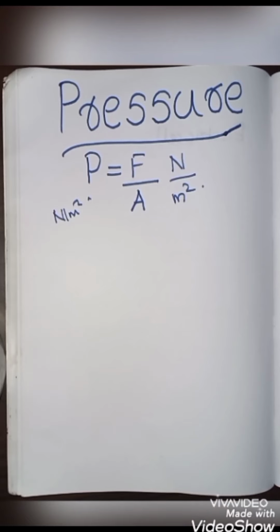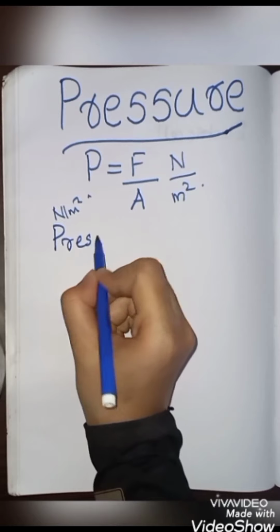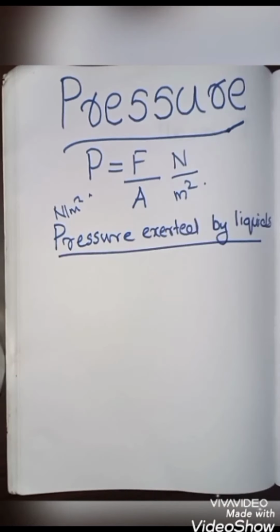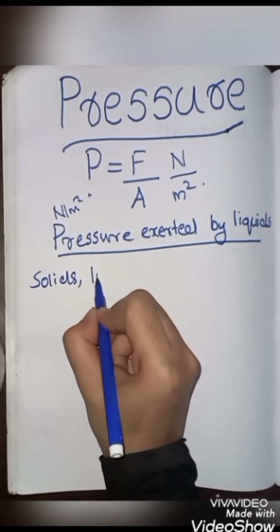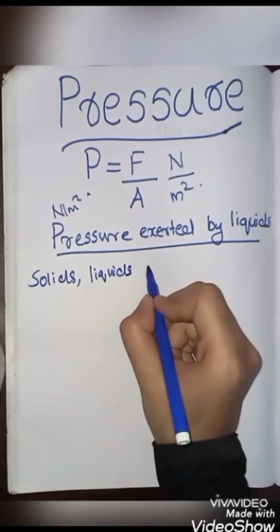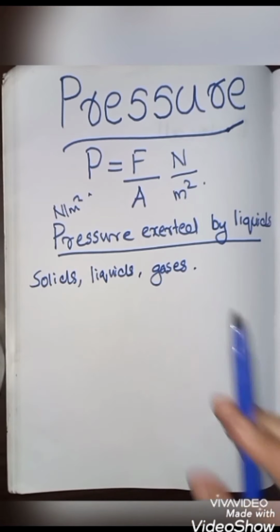Then we move on to the next topic. What is the next topic? That is pressure exerted by liquids and gases. First, we are going to discuss pressure exerted by liquids. What is pressure exerted by liquids? I hope you studied about the three forms of substance, that is solids, liquids and gases. Do you remember? In the previous classes you have studied solids, liquids and gases.